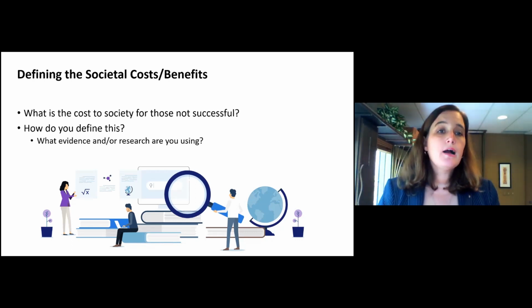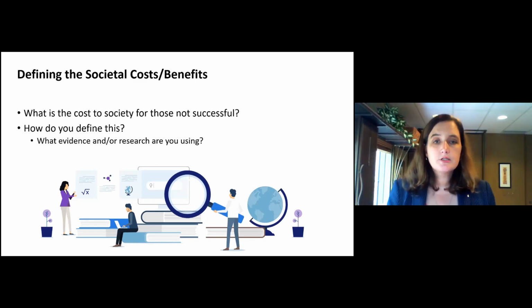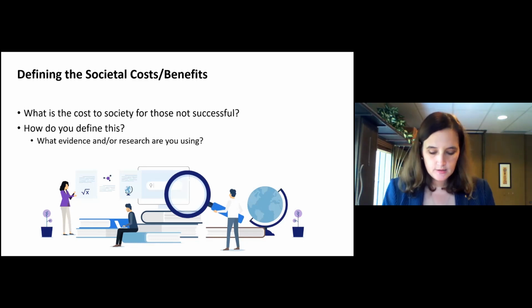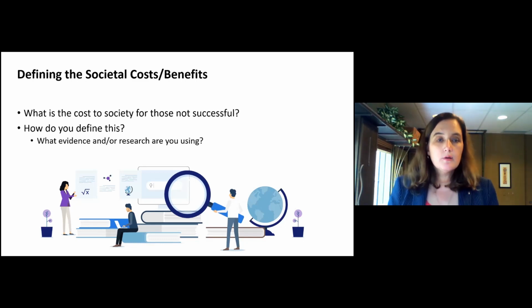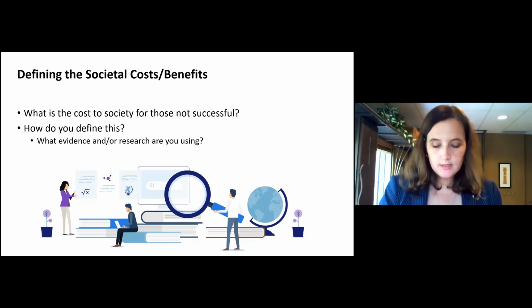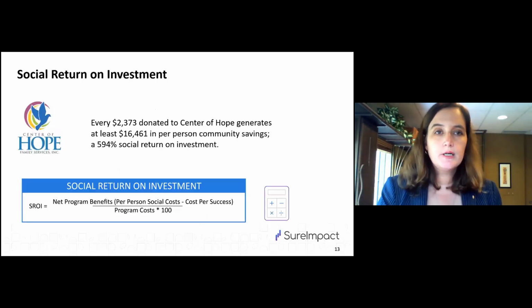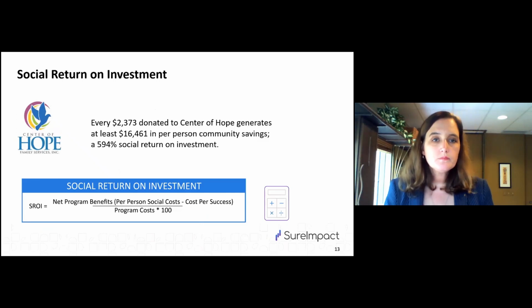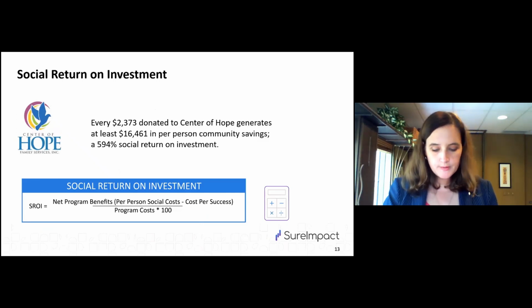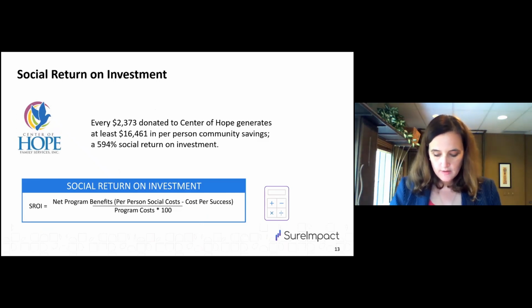And so ask yourself, how are you defining this? What evidence or research are you using? And this is going to require you to go to the literature. You're going to have to find some data. So I'm going to walk through what Center of Hope did, and then I'm going to answer any questions that may have come up. So Center of Hope's example was more of that very research-based approach.